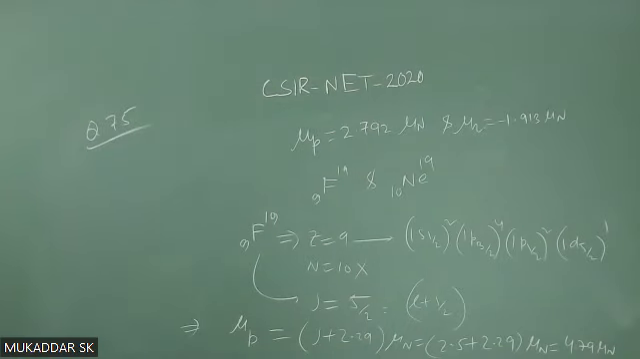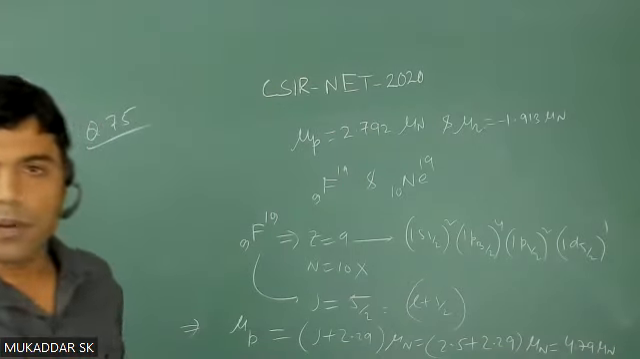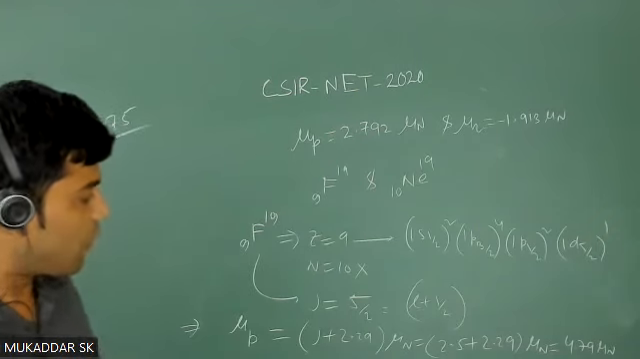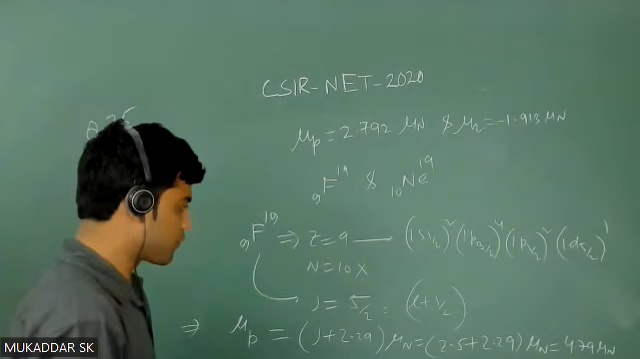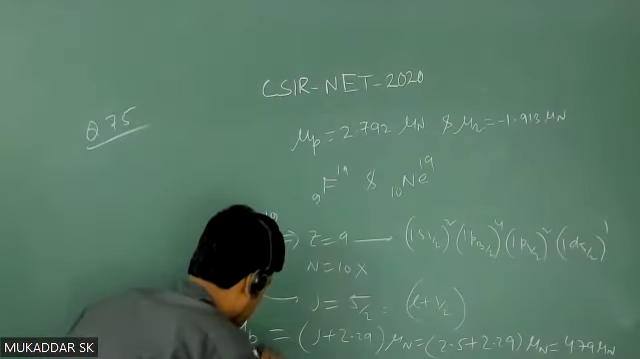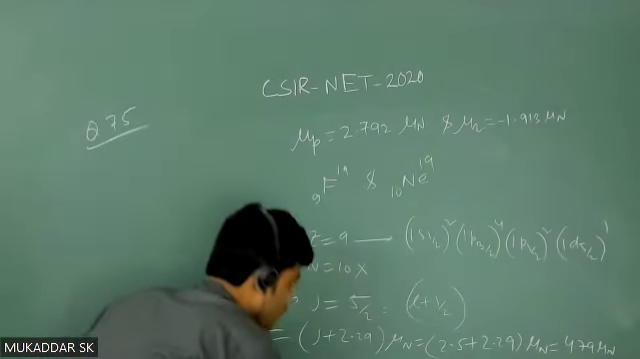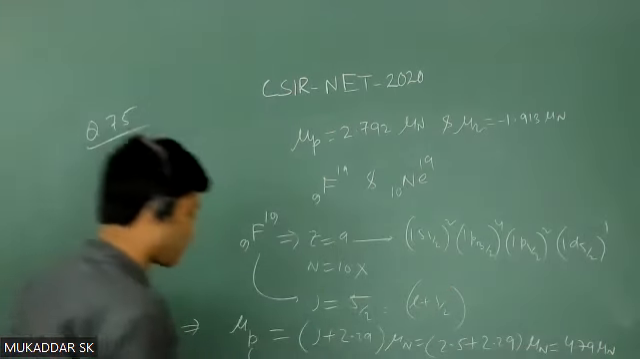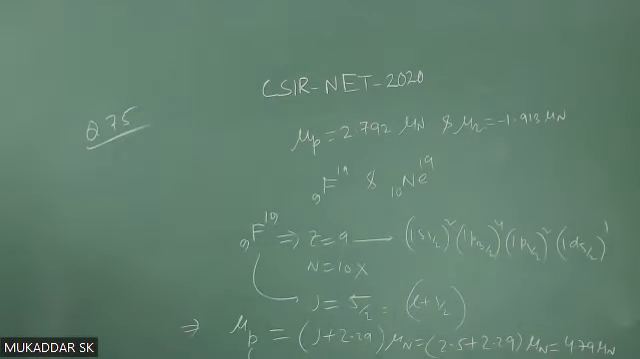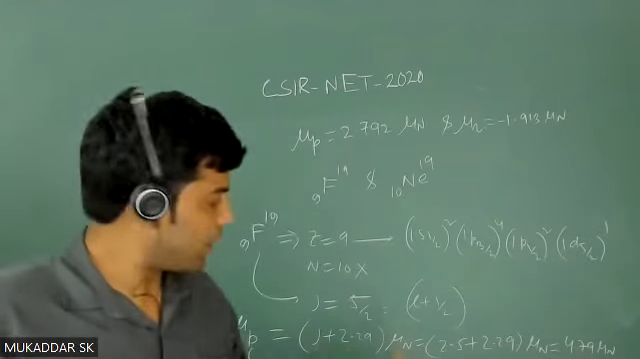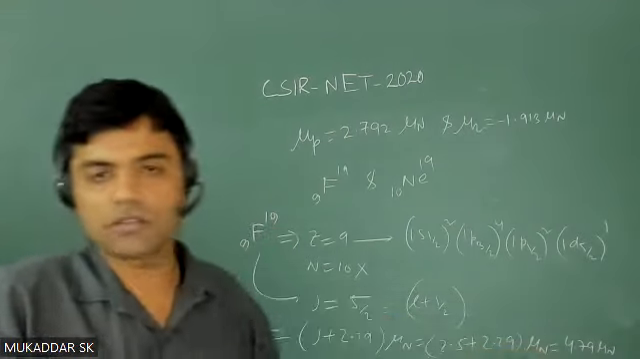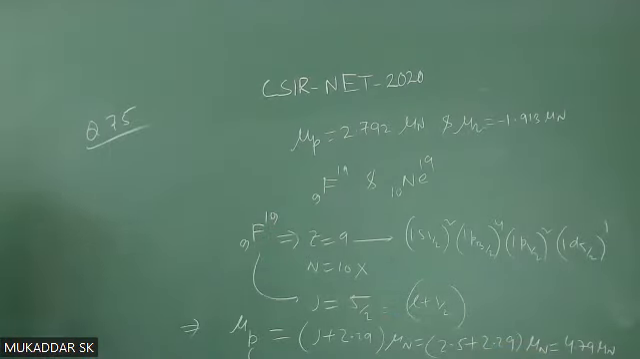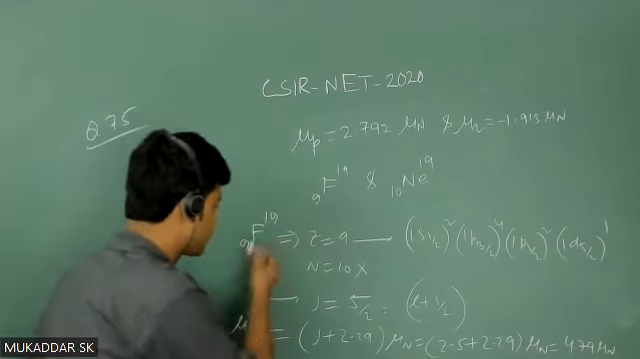But according to the given options, they ask for the closest number. So if you see the closest number to whatever we have obtained, according to the given options, that was 2.62. So this number was closest, so we can take that the magnetic moment of this nucleus will be 2.62, because this was the only one closest to 4.79, and all other numbers were very large.